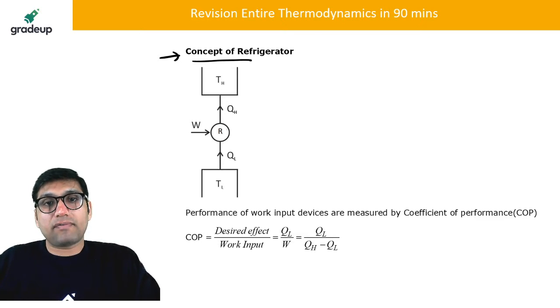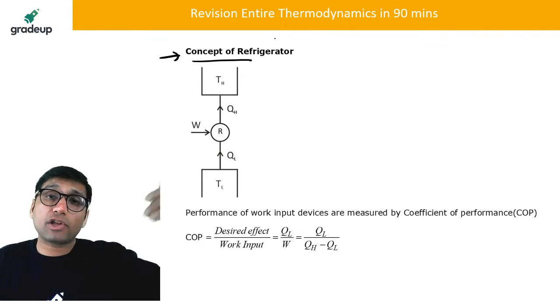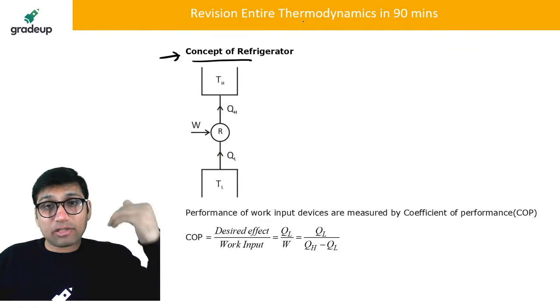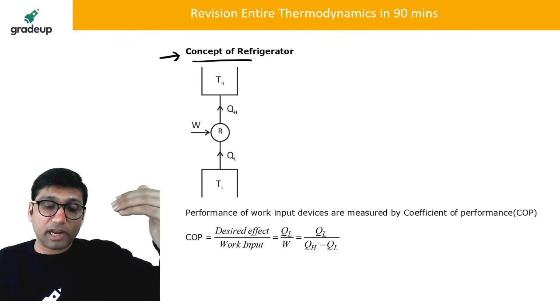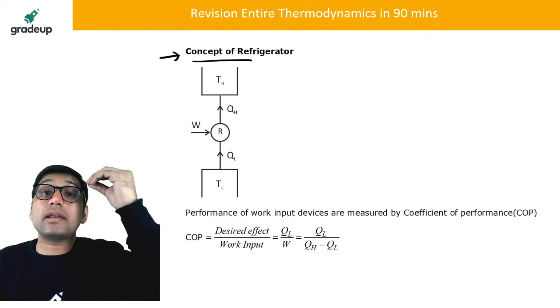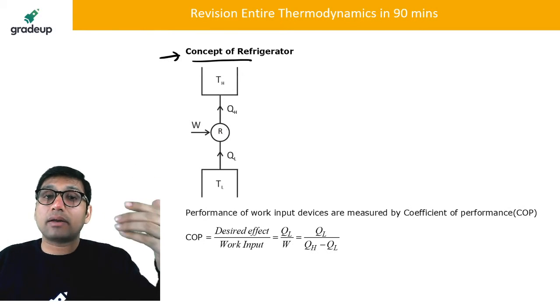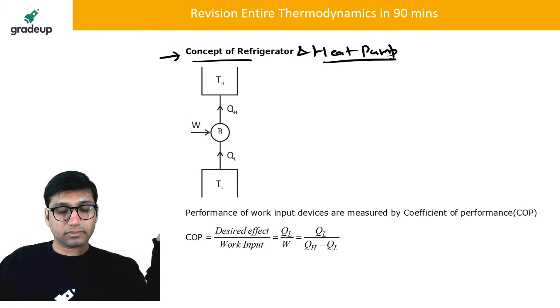Concept of the refrigerator. The Clausius statement says that if you want to transfer heat from a low temperature to a high temperature, naturally it is not possible, because the natural tendency of heat is to flow from high to low temperature. So if you want to transfer heat from low to high temperature, you require some external work as input. Based on that, we have the concept of the refrigerator and heat pump, which is given by the Clausius statement.